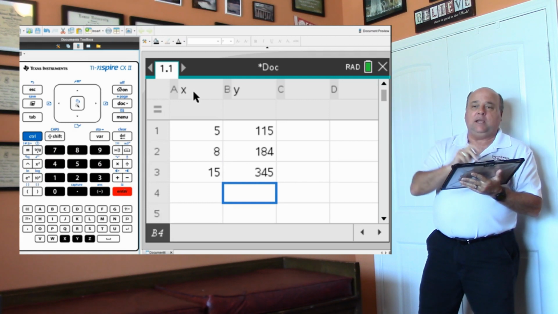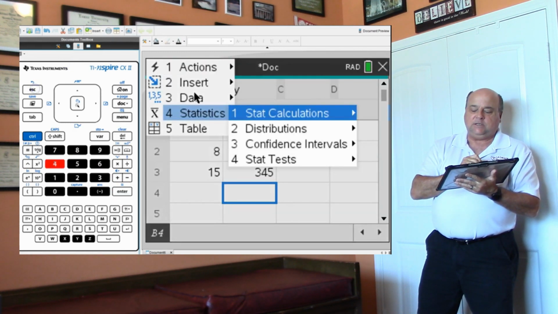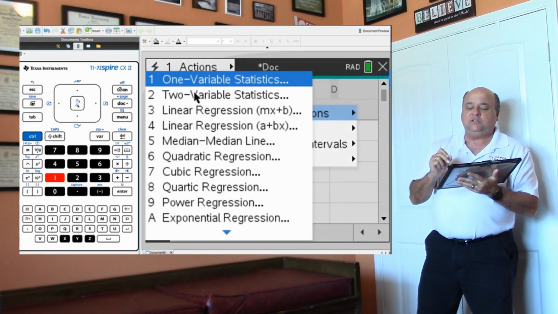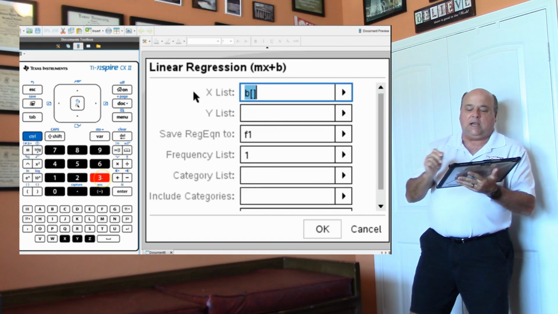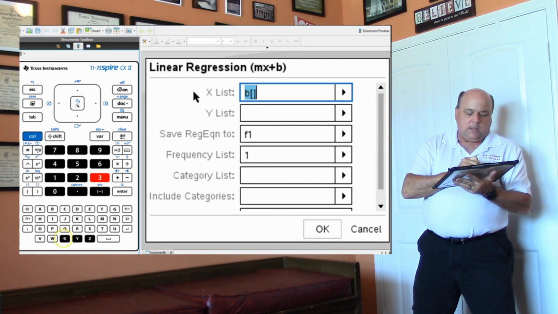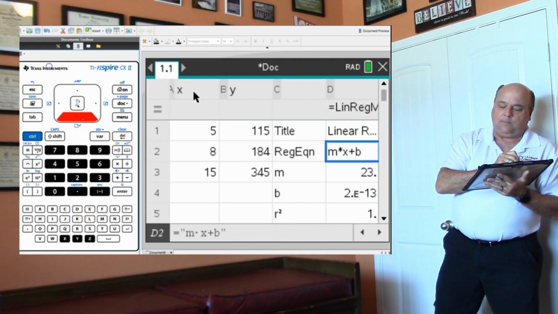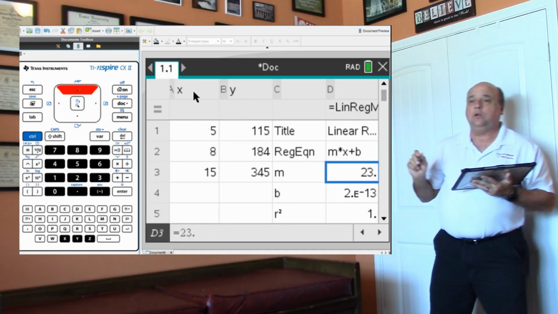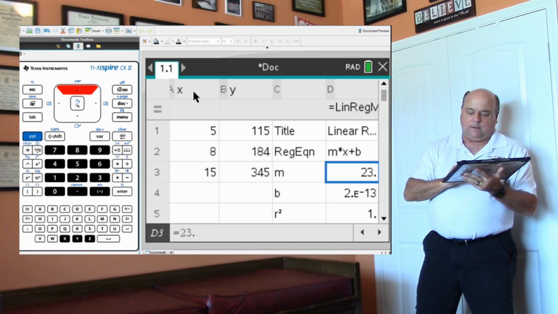Once you get the table in, remember the keystrokes menu. Statistics is 4, stat calculations is 1, the linear regression, the mx plus b we want, is 3, then it's x down, y down, enter. So x down, y down, enter, and bam, this number right here is the slope, 23. So we get a slope of 23.